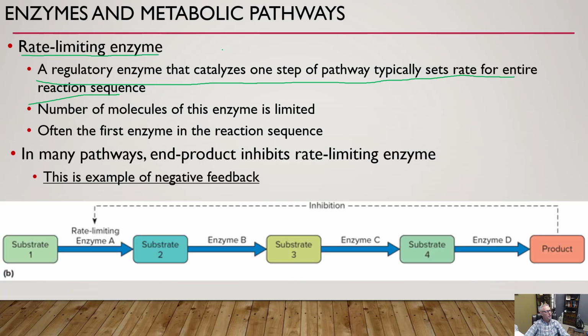Now we throw in this thing called a rate limiting enzyme. And it says oftentimes the first enzyme in the reaction sequence is that rate limiting enzyme. So now let's say it takes me 10 minutes to do my job, but it still takes all of you guys 5 minutes to do your job. Well, now the average time it takes all of us to do our job is going to be 10 minutes because you guys are waiting on me, even though it still takes you guys 5 minutes to do your job.